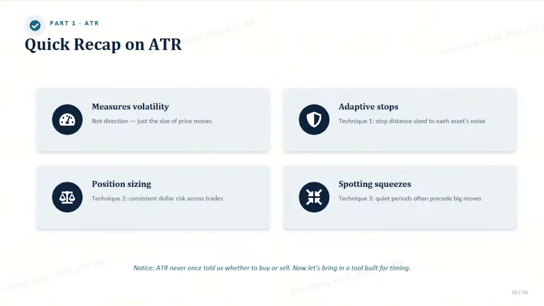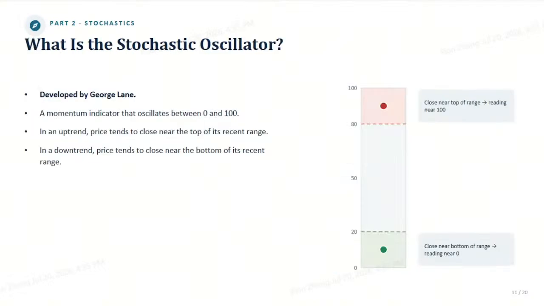Now, notice something. ATR never once told us whether to buy or sell. It's purely a volatility and risk management tool. So now, let's bring in an indicator that actually helps with timing and direction: stochastics. The stochastic oscillator was developed by a trader named George Lane, and the idea behind it is actually pretty intuitive once you hear it explained.